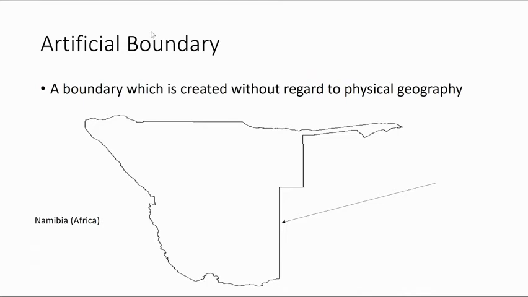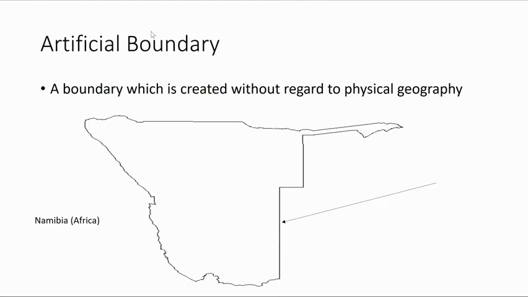Okay, an artificial boundary. Again, if you need to, you can just fast forward through this part. But if you were not in class and you need to do this in your key term slides, an artificial boundary is one that is just man-made. Typically speaking, it's not created with regard to the geography. Whereas if you look at the west side of Namibia, you can see that that's the coastline going along with the land where it meets the ocean.